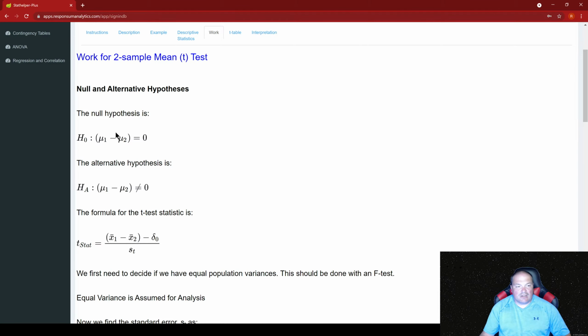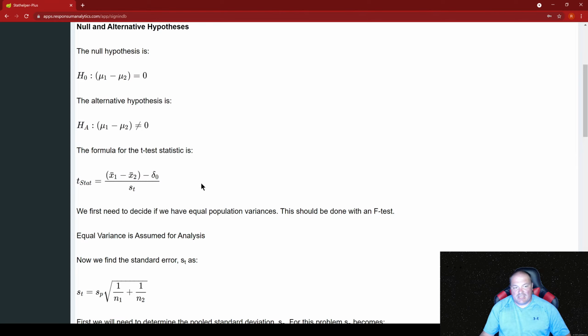Now you can see here, we have our null and our alternative. Here is our t-statistic. If you think about the way the one sample was set up, it was x bar minus mu over the standard error. This is essentially the same thing: x bar 1 minus x bar 2 minus delta 0. But delta 0 in this case is just 0, so this just goes away. And then divide by our standard error. We know we have equal variances because we already did this.